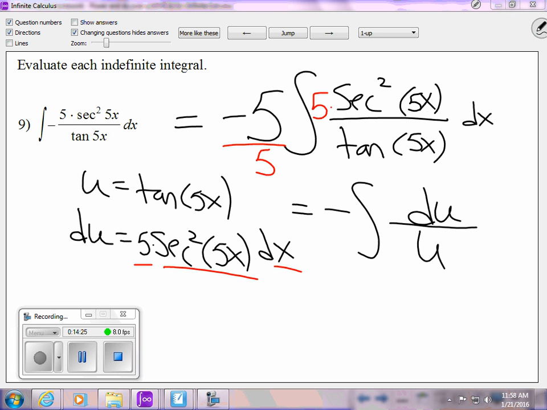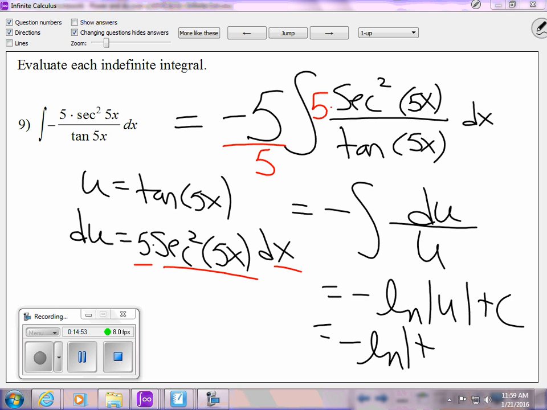Now you have to know your integration formulas. All right, Jillian. The antiderivative of du over u is natural log of the absolute value of u. Then what? Yeah, plug the u back in, tan of 5x. So we have minus the ln absolute value of tan of 5x plus c.